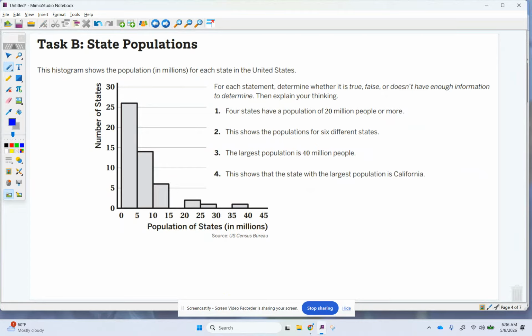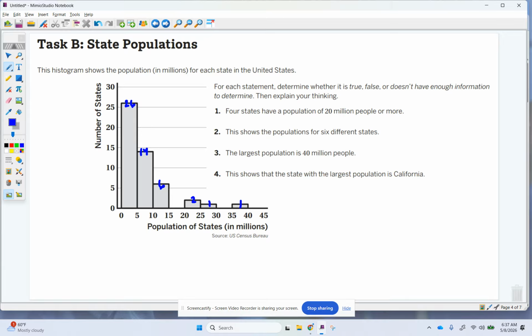Then we look at a histogram. The cool part is that you list all 50 states right here. There's 26 states right here. There's 14 states. There are 6 states, 2 states, 1 state, 1 state. That's 50 states. And so you get the whole thing in just one nice little graph. You don't have to put 50 dots.